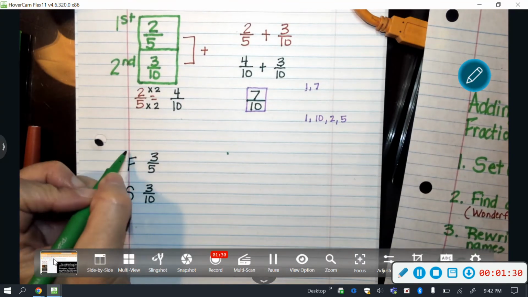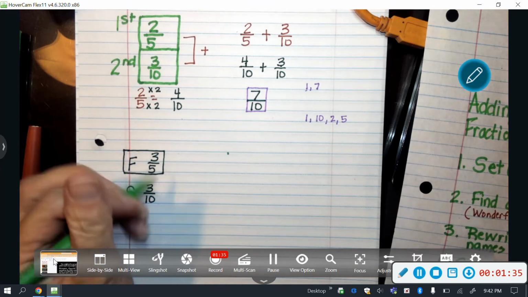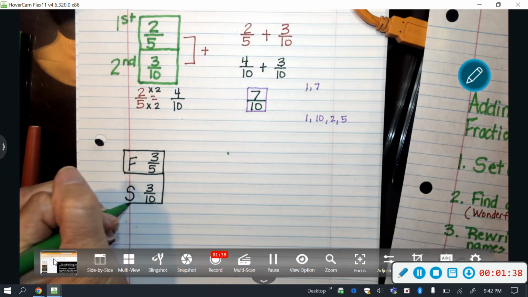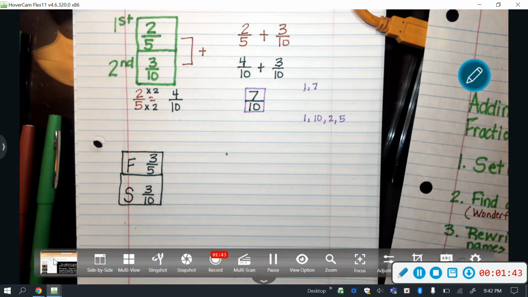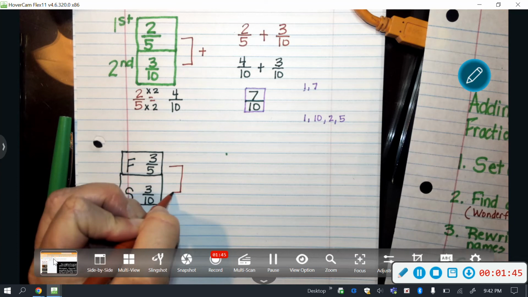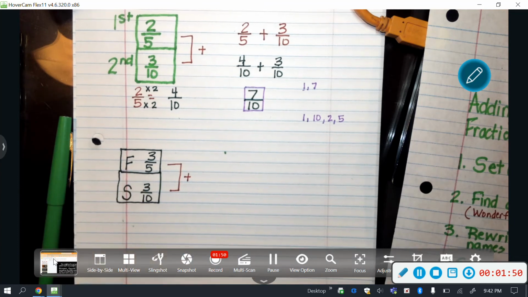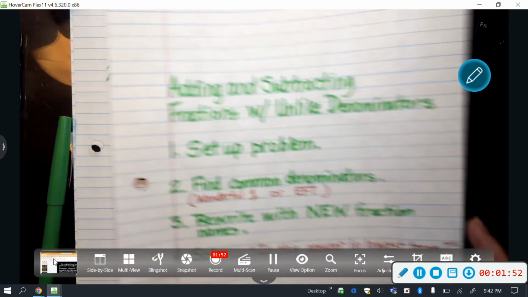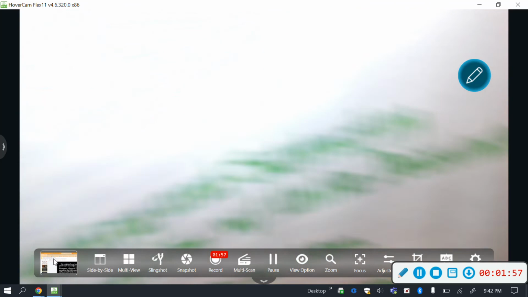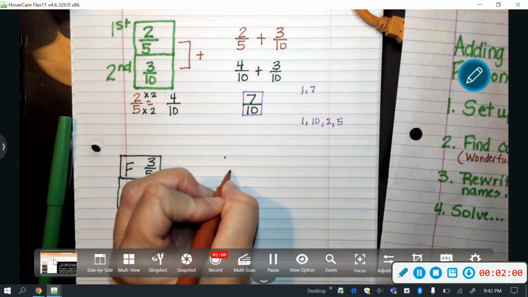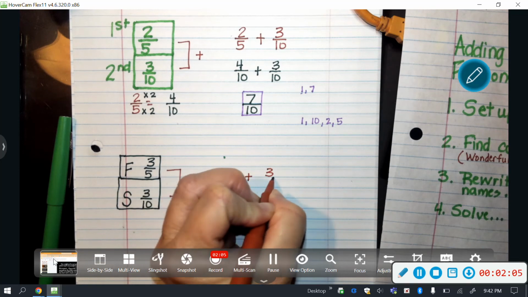I have my Friday night dessert information. I have my Saturday night dessert information. And if we want to know what they ate all together, we're going to be putting these two fraction amounts together. We're going to be combining them. So if I go back to my quick steps for setting up and solving, I want to set up my problem: 3/5 plus 3/10.